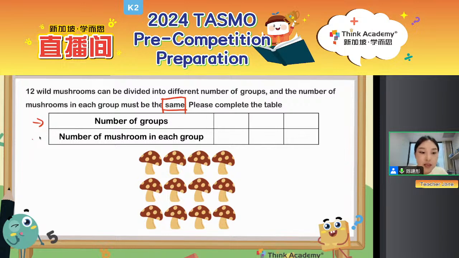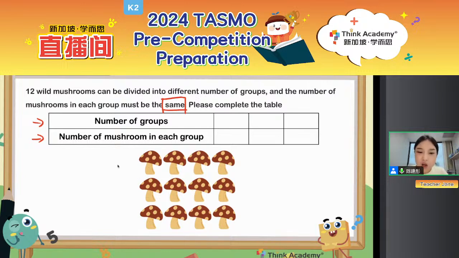And then we can see the number of mushrooms in each group. Just like the piggies, because we share them into 2 equal groups, each group will have 4 mushrooms, right? So as for the second row, what we need to do is just write down how many mushrooms there are in each group. So everyone, let's try to do it together.